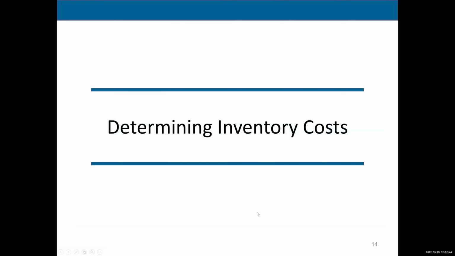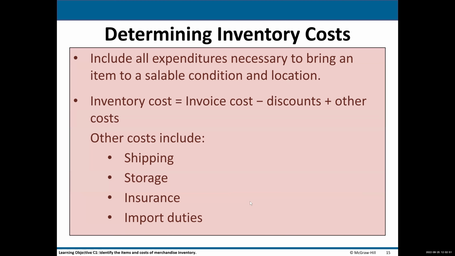All right. Let's go ahead and determine inventory costs. Inventory costs include the invoice price, right? But you subtract any purchase discounts for early payment. And there are other costs that would include shipping, storage, insurance, and import duties. I'm going to use the next slide to explain all of these.